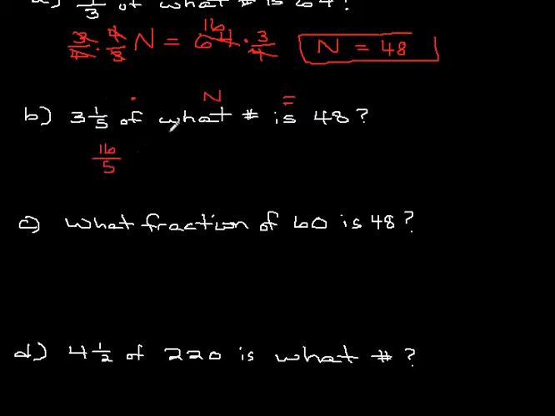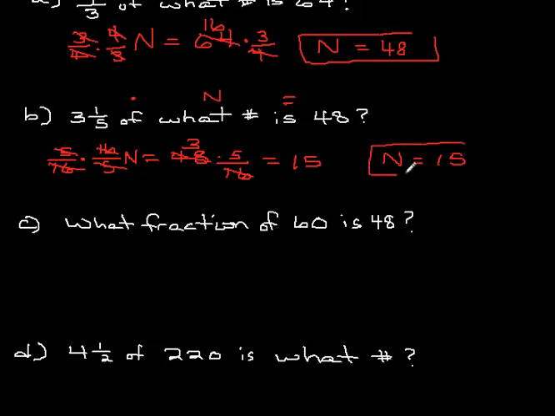So we're going to do the same thing. We're going to multiply both sides by the reciprocal to get n by itself. And we get these cross out. 16 goes into 48 3 times. And we get n equals 15. And that's it. n equals 15. You can always check these by saying 3 1/5 times 15, does it equal 48?